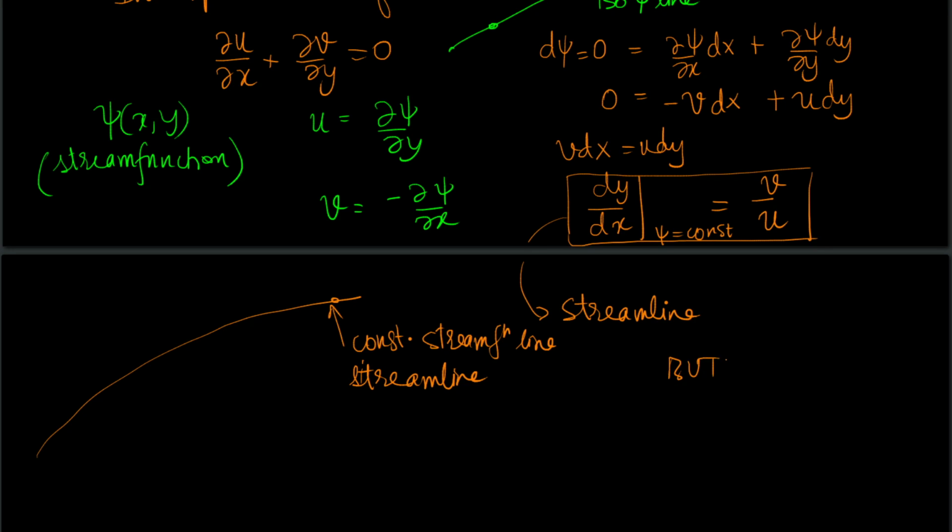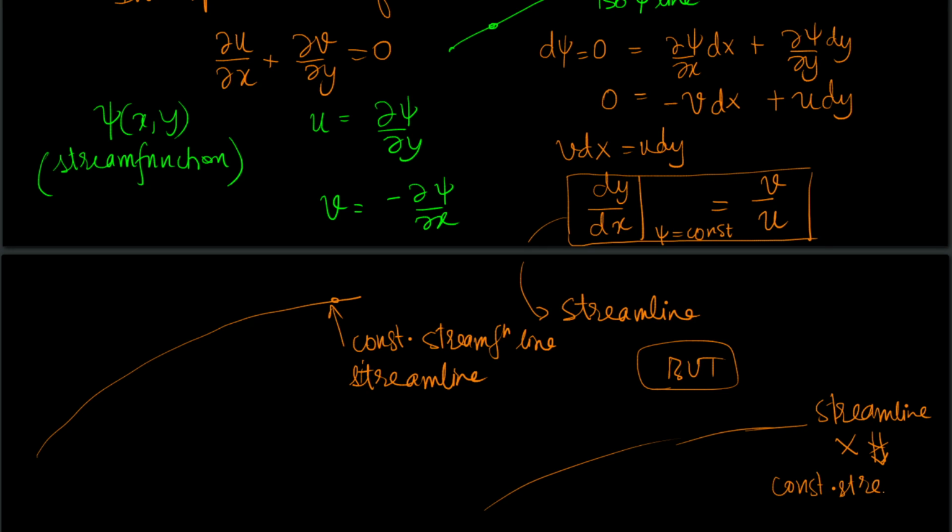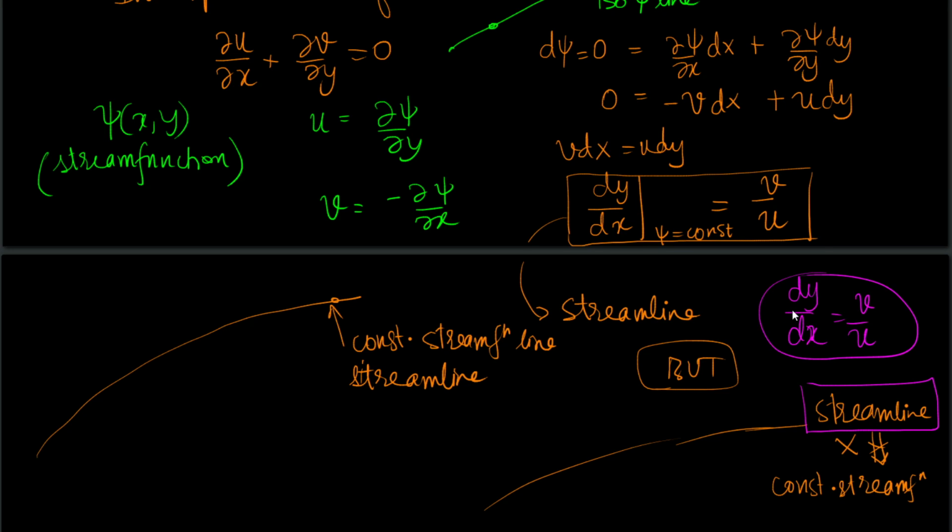But just because a certain line is a streamline does not imply that that line is a constant stream function line. It does not imply. And the reason is clear. For the definition of streamline to be valid, it is sufficient to find out this. Nowhere does it require the flow to be incompressible. This particular condition does not require the flow to be incompressible. But if you start off with the assumption that the flow is incompressible, then a constant stream function line will also be a streamline.